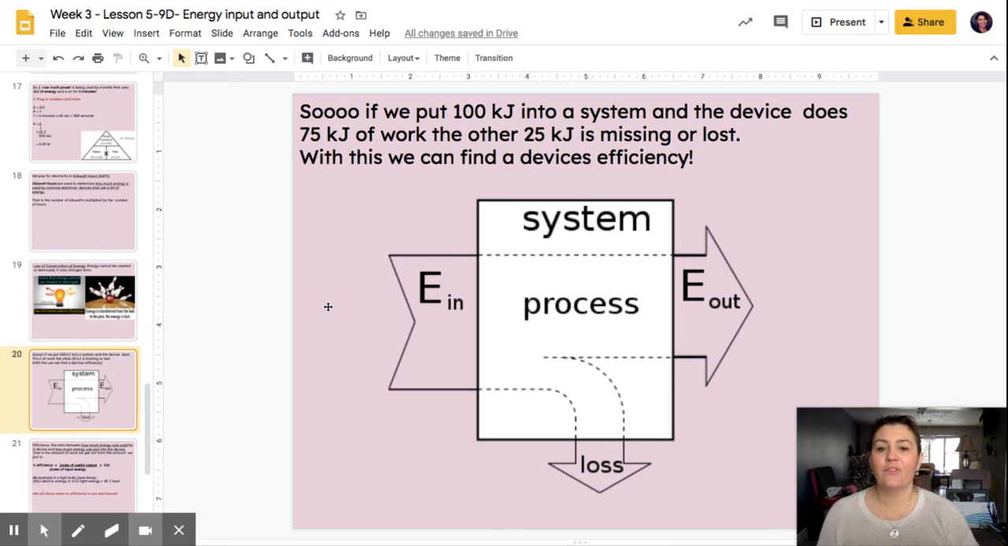So if we put 100 kilojoules into a system and the device does 75 kilojoules of work, well, where's the other 25? What happened to the other 25 kilojoules of energy? It's missing, it's lost. But we just said you can't lose energy. So what we do is we take how much energy we put into a system and we figure out how much usable energy comes out. And then we can figure out how efficient a device is.